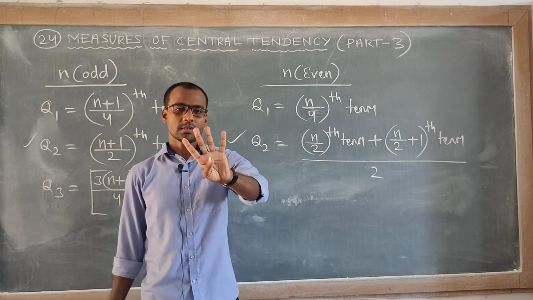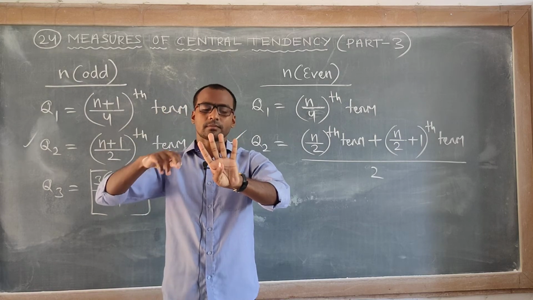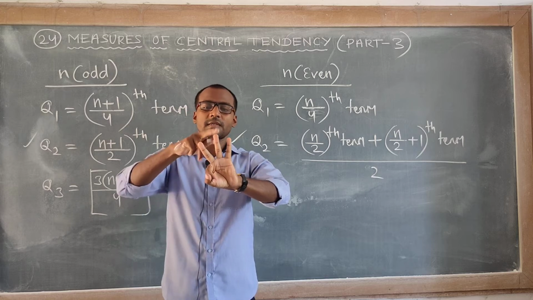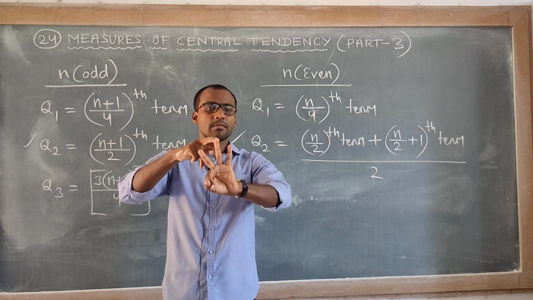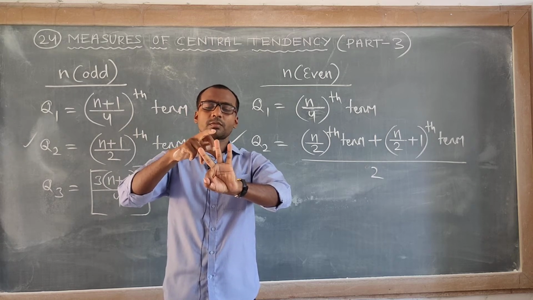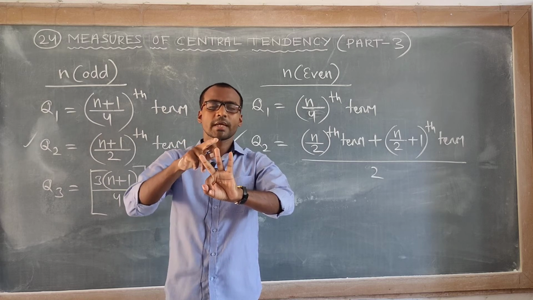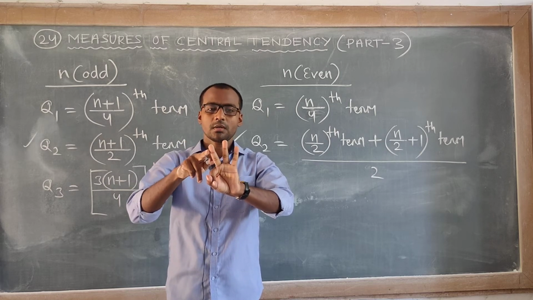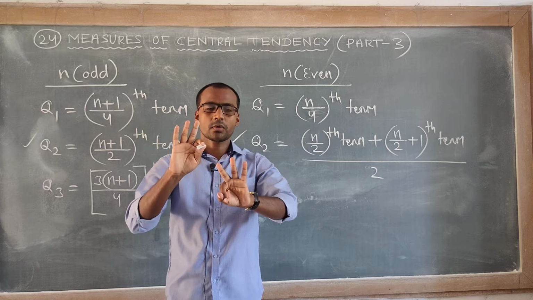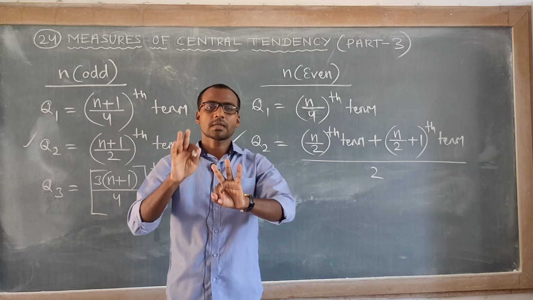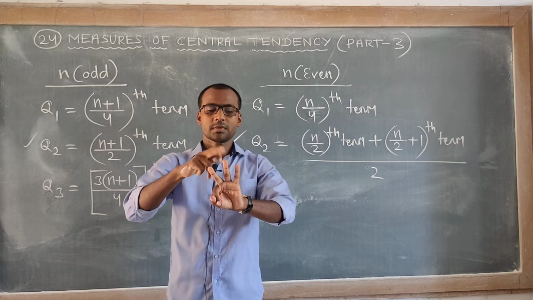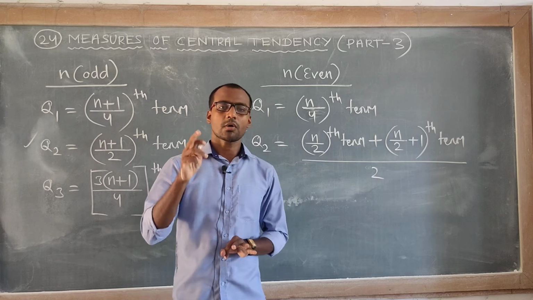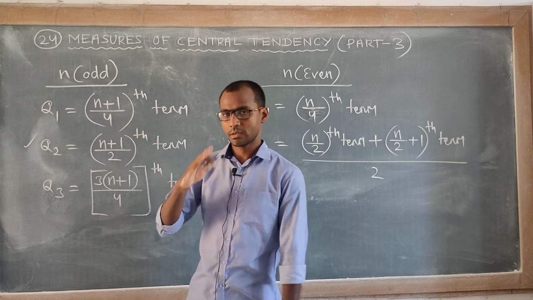Suppose there are 3 fingers, then this one is in the middle. How to get this position? 1, 2, 3. How did I get second position? 3 plus 1, that is 4, by 2 is second term. So when odd, we always add plus 1.